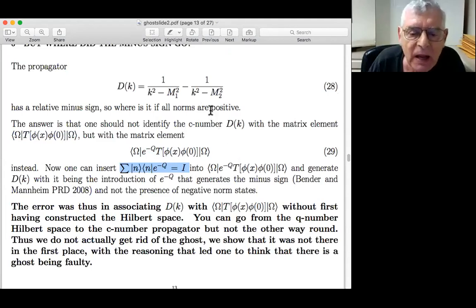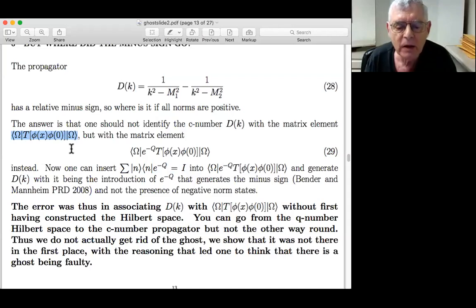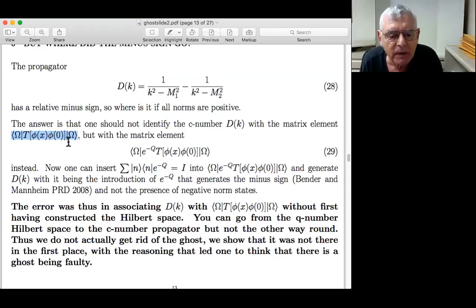So the mistake was, because we've always used vacuum T55 vacuum as the propagator before we'd shown it to be so, when you're in a non-Hermitian theory, it's not the right one. The right one is with this extra e to the minus q. So that was the error. You miscalculated what was going to be the correct propagator in the first place.